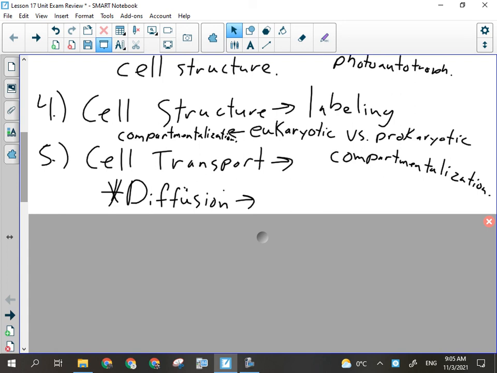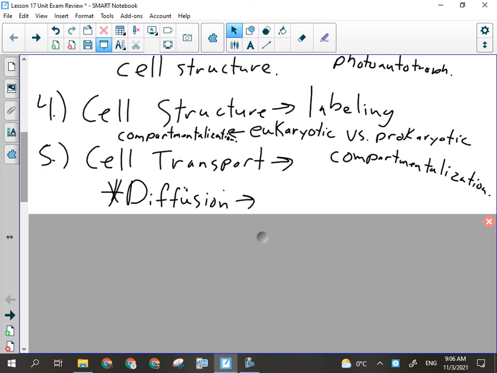Okay, so diffusion transports from high to low. Is it passive or active? Passive. Is it targeted? No. It just goes from high to low. And it's slow if the distances are very large. All of that kind of stuff, those are things you're going to need to know.